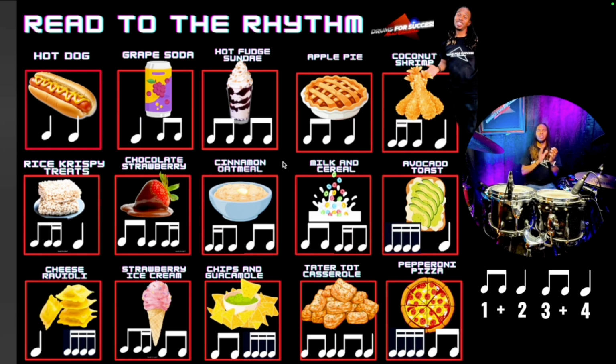So we got tater tot casserole, tater tot casserole. Have you ever had tater tot casserole? I don't even know what's in tater tot casserole, but it's a great teaching mechanism. So we got tater tot casserole, and we got apple pie, which is literally the same thing, right? Same rhythms. We just want you to see that if we put them in a whole measure, it sounds like this.